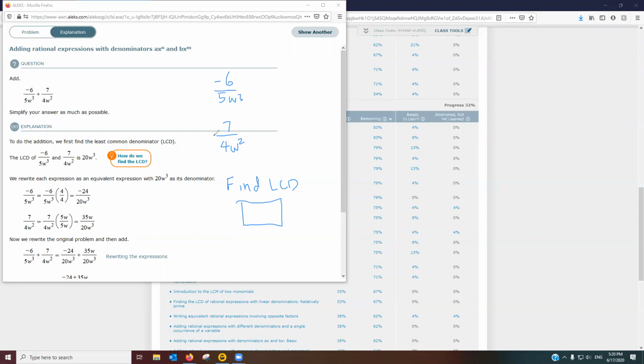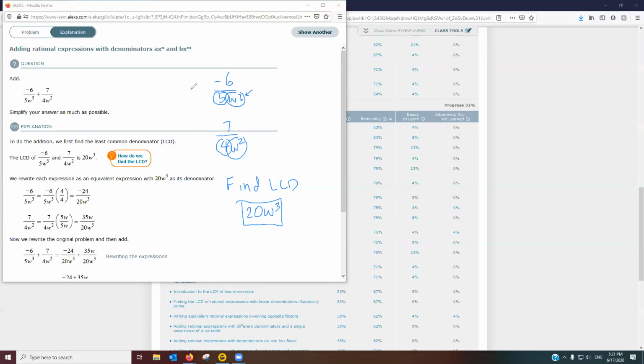All right, let me look at the numbers first. I'm seeing a 5 and a 4 on the bottom. So I need a number such that 5 and 4 evenly divide into that number. That number is going to be 20. All right, now let me look at the variable part. I'm seeing a w to the 3 and a w to the 2. Well, when you're looking for the common denominator or the least common multiple, you want to select the variable that has the highest exponent. So because I'm seeing a w to the 3, that's what I'm going to use as the LCD. So the LCD is 20w to the 3.